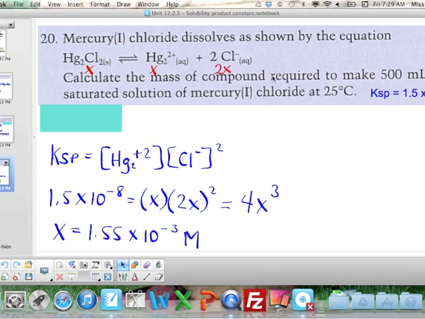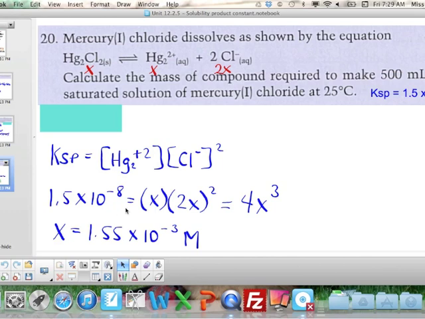Again, the first thing we want to do normally is to write down the equilibrium reaction, which we already have, so we can skip that step. Next, we're going to write down the KSP law. So the KSP is the concentration of Hg2 plus 2 times the concentration of Cl minus squared. Why? Because it forms two anions when it dissociates. Now, I'm given the value of the KSP, 1.5 times 10 to the negative 8, so I replaced here.